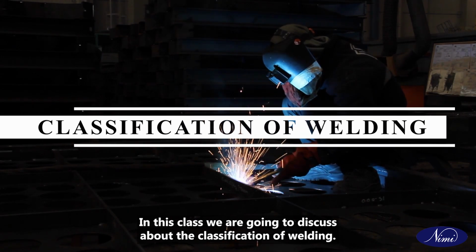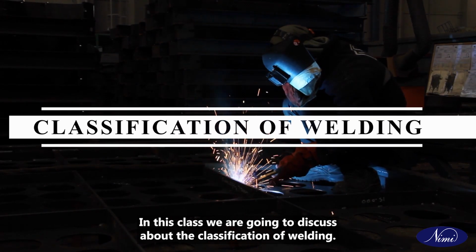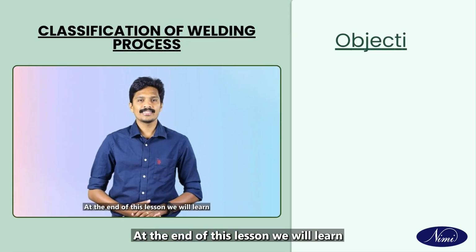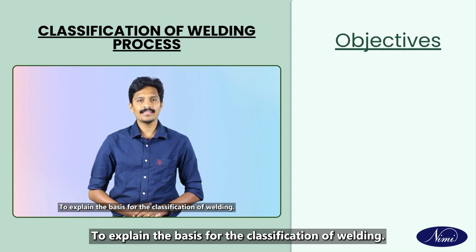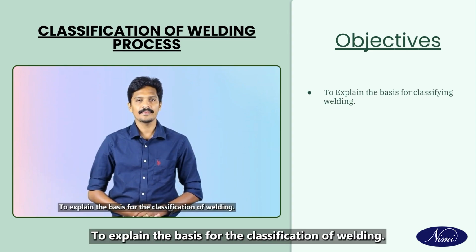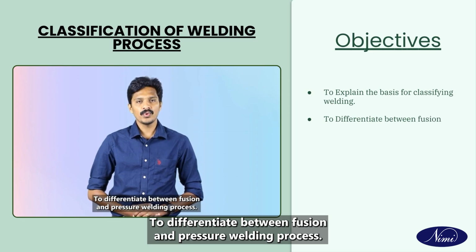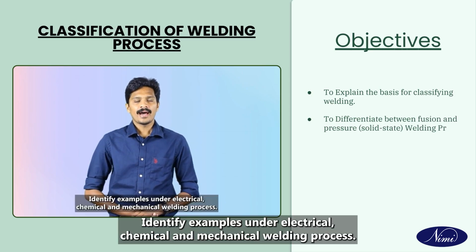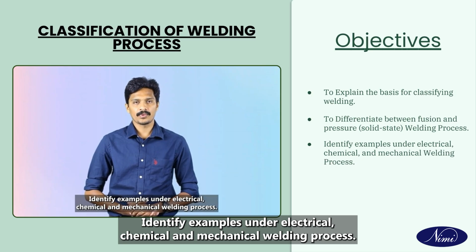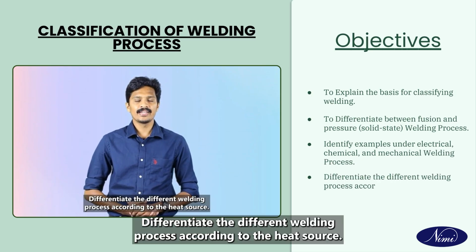In this class, we are going to discuss the classification of welding. At the end of this lesson, we will learn to explain the basis for the classification of welding, differentiate between fusion and pressure welding process, identify examples under electrical, chemical and mechanical welding process, and differentiate the different welding process according to the heat source.